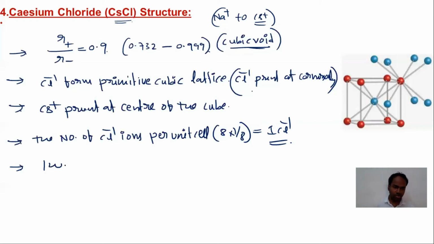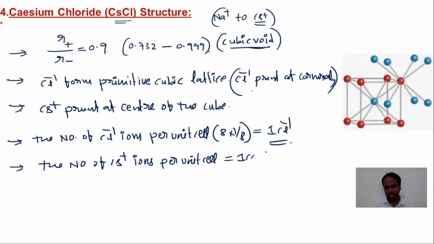Then what about how many Cs plus ions? So the number of Cs plus ions per unit cell. So here the Cs plus is present at the center of the cube. So that completely belongs to one unit cell. That's why 1 Cs plus. Then what is the coordination number of Cs plus?